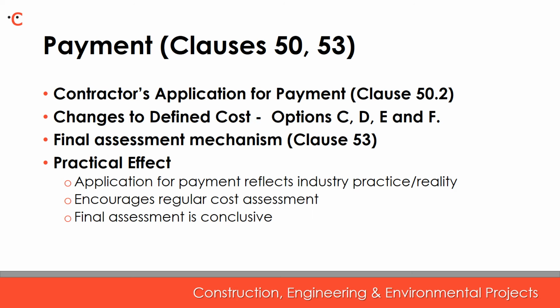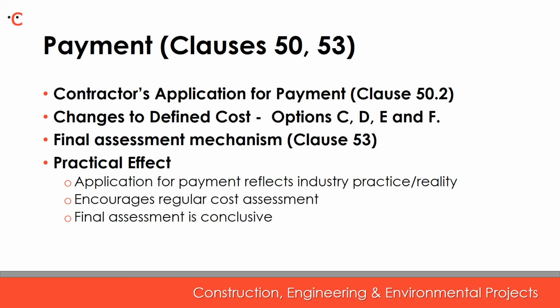The first change relates to the interim payment process. In NEC4, the contractor is now required to submit an application for payment to the project manager before each assessment date. The application for payment sets out the amount the contractor considers is due at the assessment date. If the contractor fails to issue an application for payment, then the amount due is the lesser of the amount the project manager assesses as due and the amount due at the previous assessment date. This brings NEC4 in line with what happens in reality in the industry.